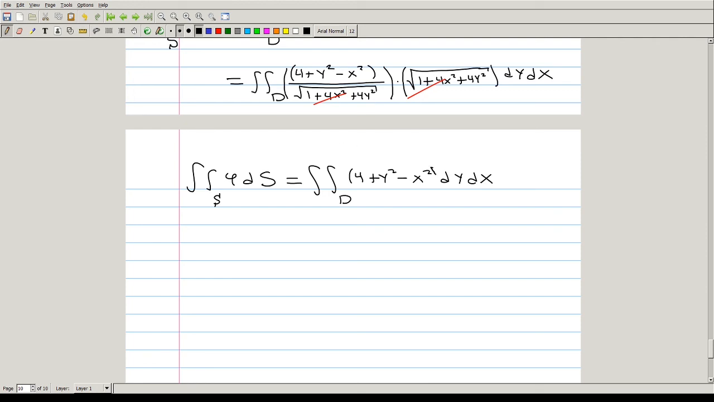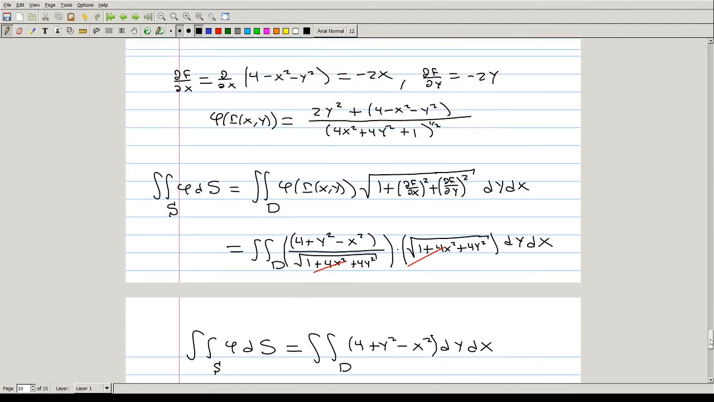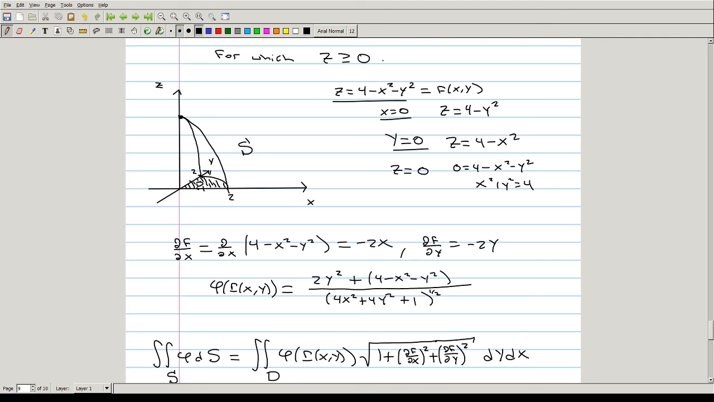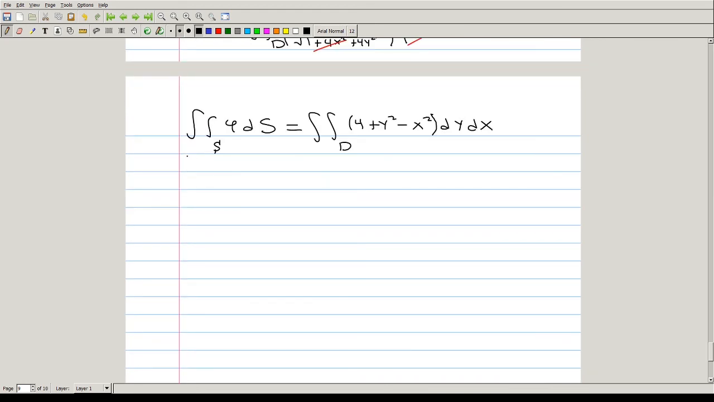And this is just a nice double integral that we can go through and evaluate, but we do have to be careful because this domain D is a non-rectangular domain. Specifically, it's this upper quadrant of the circle of radius 2 in the xy plane. So we need to figure out what the correct bounds are for this region. Because D is the set of all points x, y in two-dimensional space such that x squared plus y squared is less than or equal to 4, a circle of radius 2.